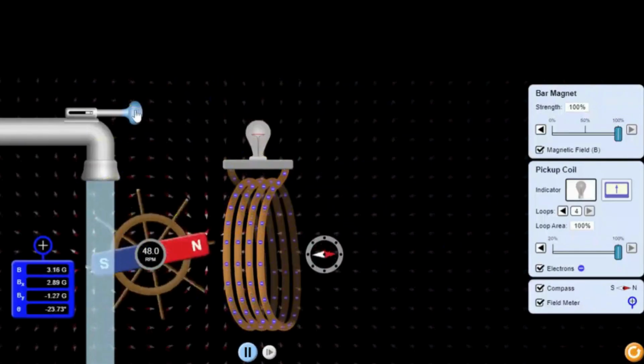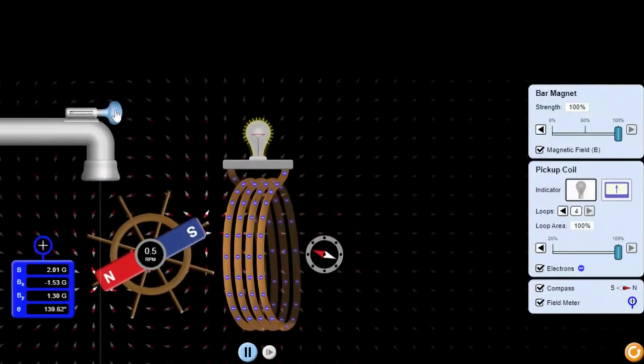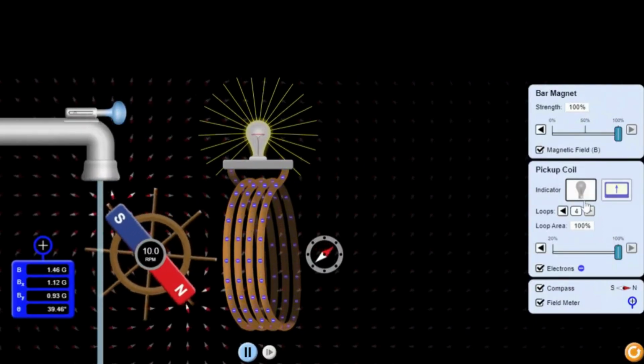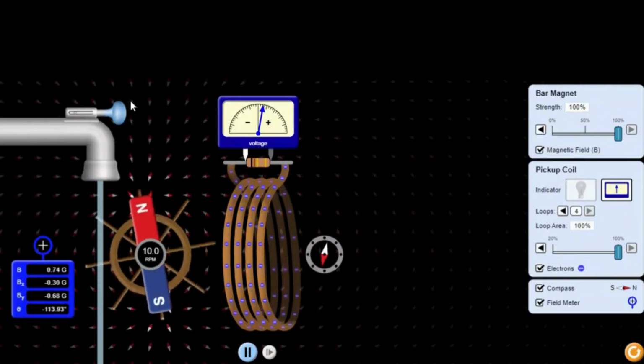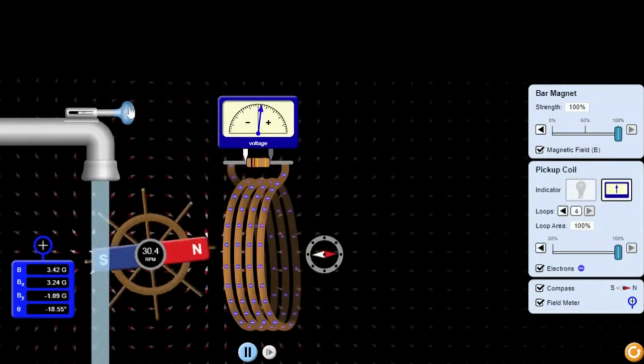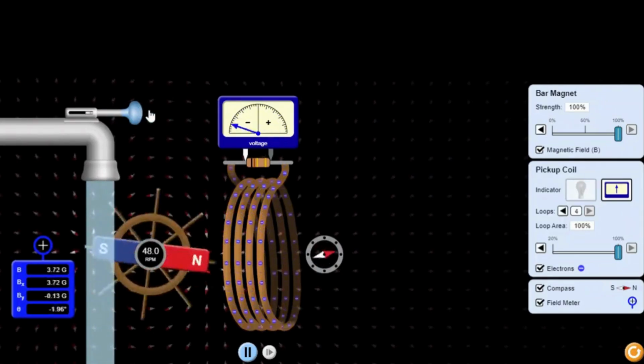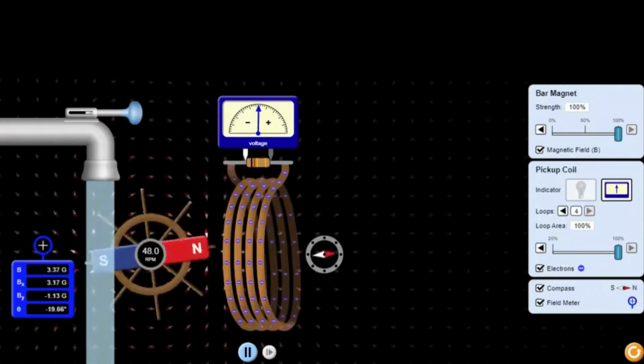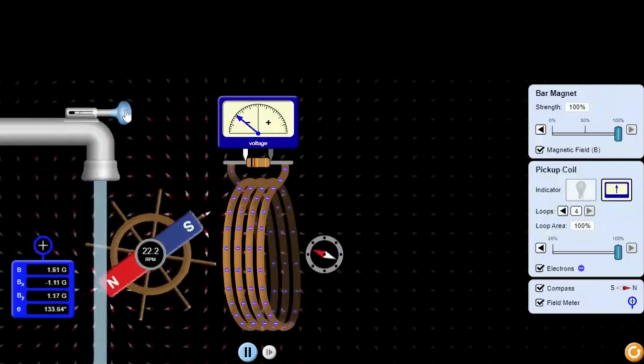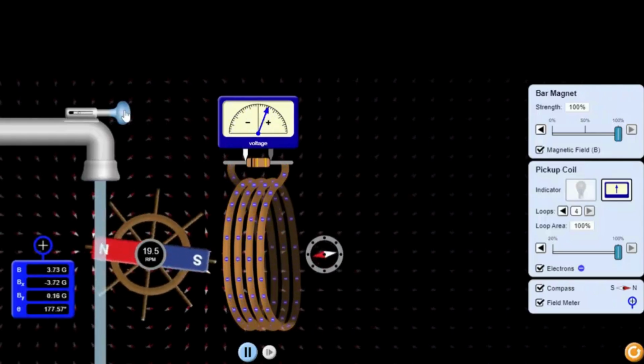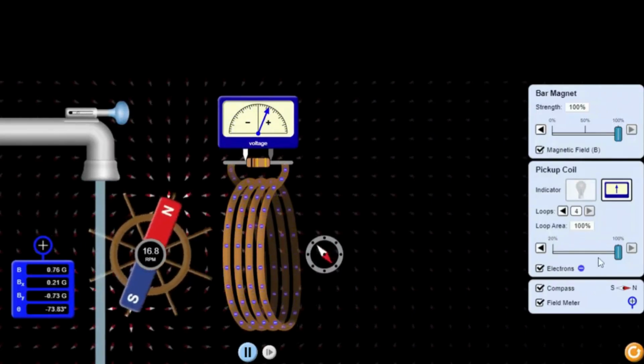1. Interactive learning. The simulation provides an interactive and engaging way to learn about electromagnetic induction. Students can actively participate in the learning process by controlling the water tap and observing the effects on the light bulb and voltmeter. 2. Visualization of abstract concepts.